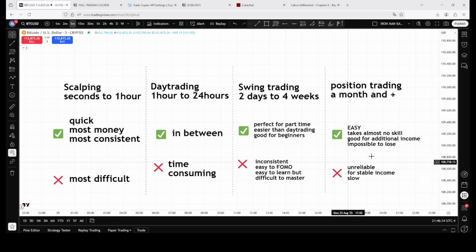In trading positions, there's something we call DCA, so dollar cost averaging. Basically, just putting your money in it and never selling until you're in profit. It's pretty simple. It's good for stable income, but it's very slow, right? It's good for people that wish to have a side income from trading, but it's very slow. So those are the 4 different types of trading.